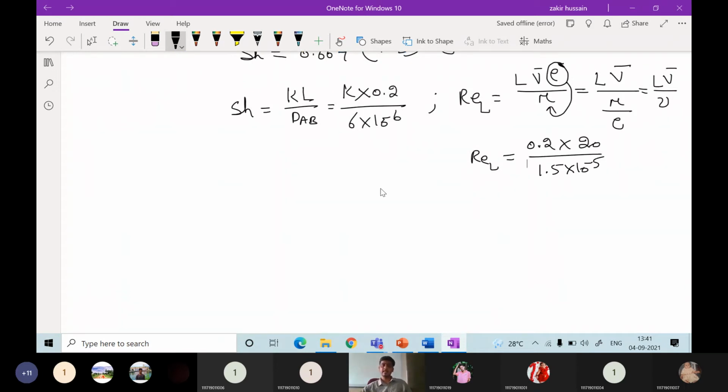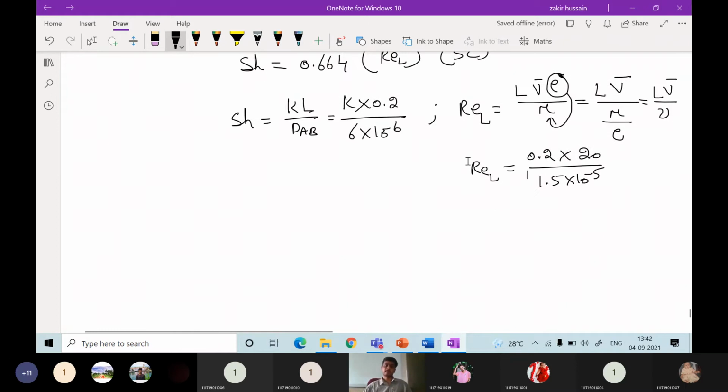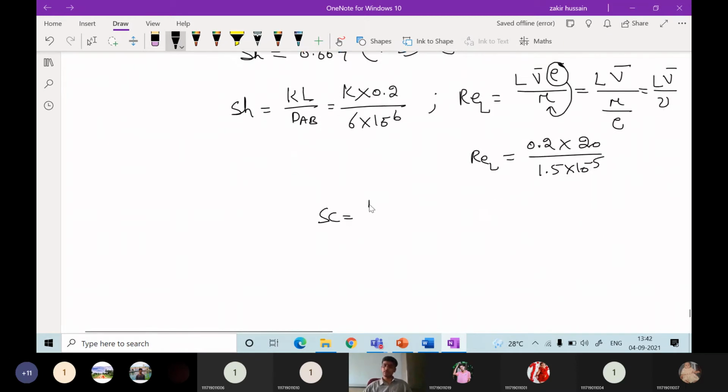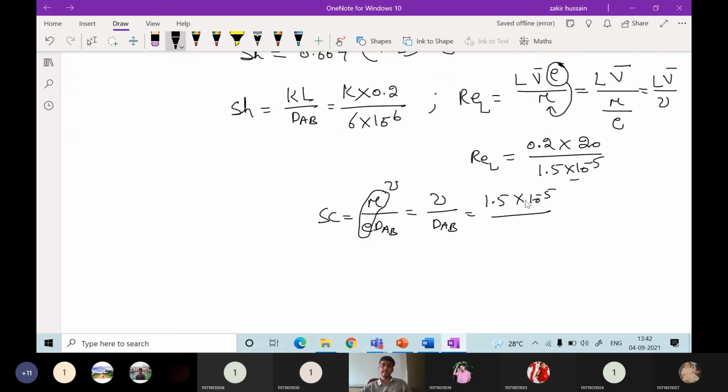So this is Re_L, and next left out is Schmidt number. Schmidt number is equal to mu by rho into D_AB. So mu by rho is nothing but kinematic viscosity. So this is nu divided by D_AB, that is 1.5 into 10 power minus 5 divided by D_AB, which is 6 into 10 power minus 6.